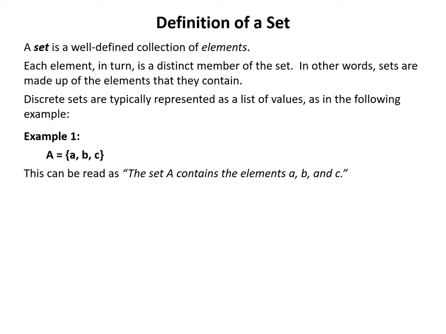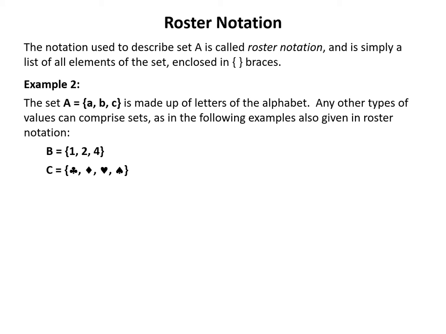Discrete sets are typically represented as lists of values, as in the following example. In example one, we have the set A, defined as the capital letter A equals the set of, and you see these braces enclosing three elements, all lowercase: a, b, and c. So this can be read as the set A contains the elements a, b, and c. The notation used to describe set A is called roster notation, and it is simply a list of all the elements of the set enclosed in braces.